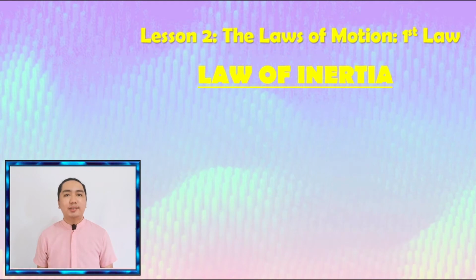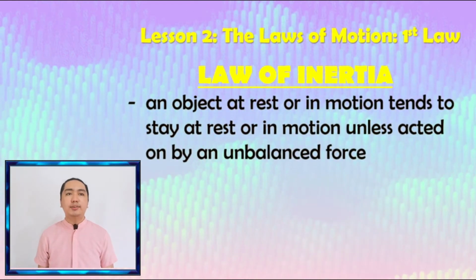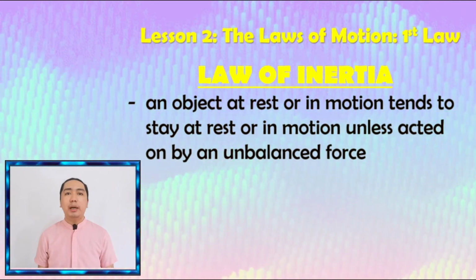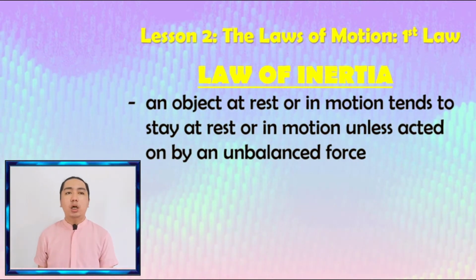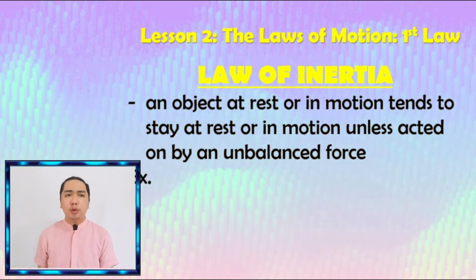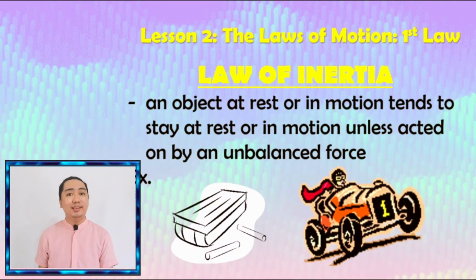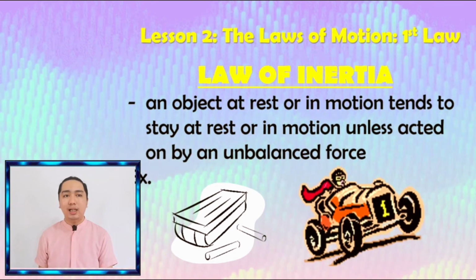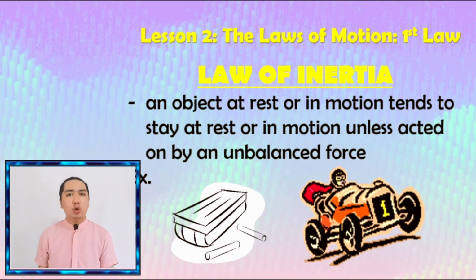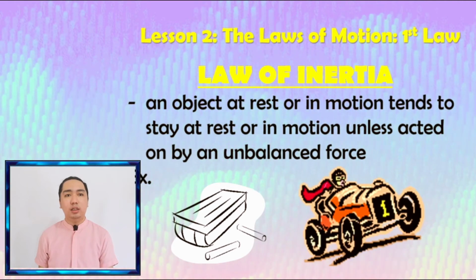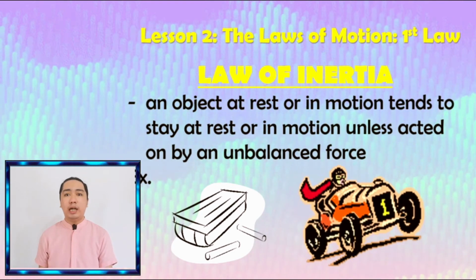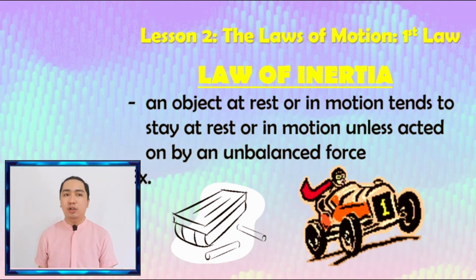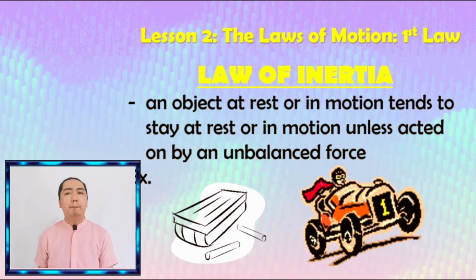An object at rest or in motion tends to stay at rest or in motion unless acted on by unbalanced force. What does this mean? An object will keep doing what it was doing unless acted on by an unbalanced force. If an object was sitting still, it will remain stationary or at rest. If it was moving at a constant velocity, it will keep moving.